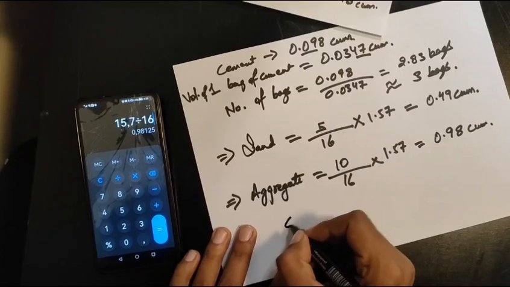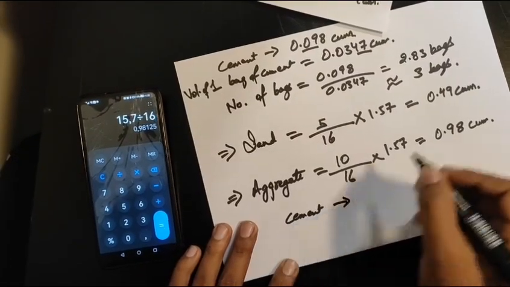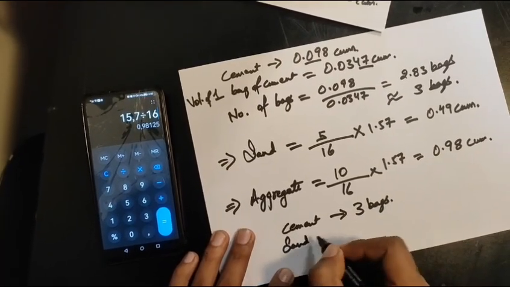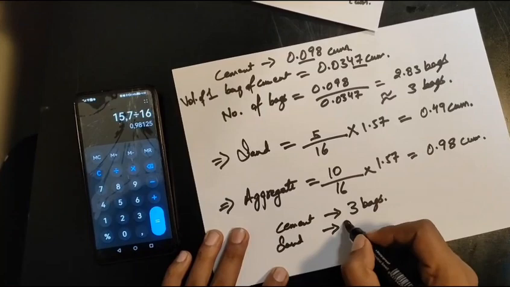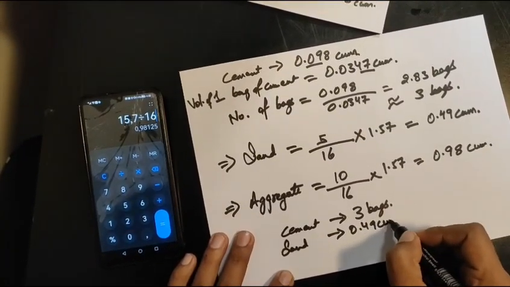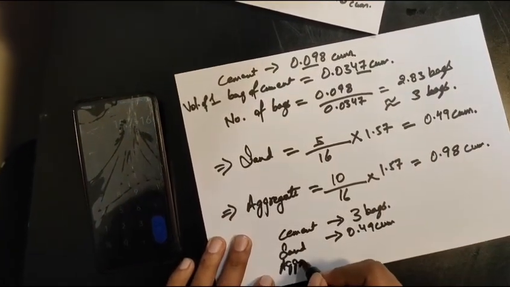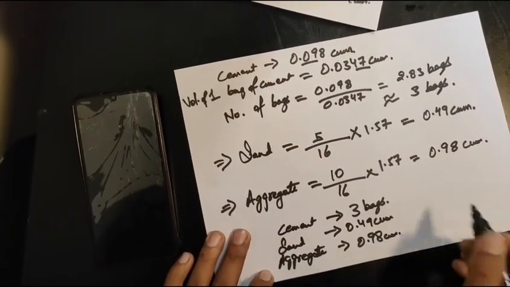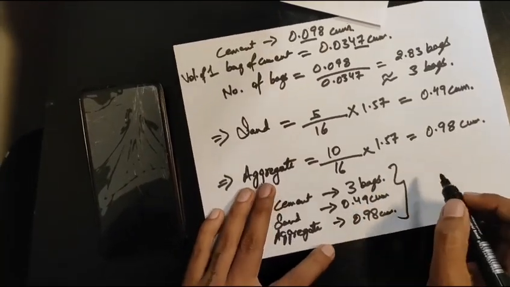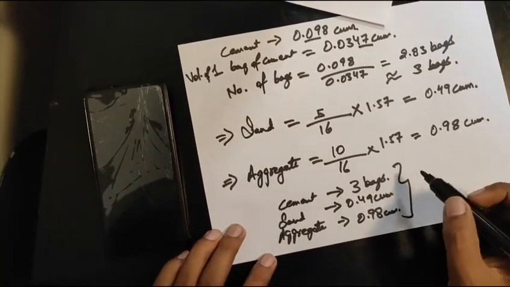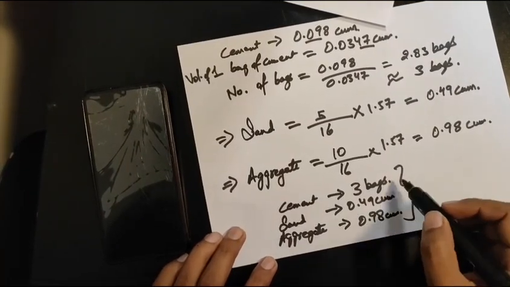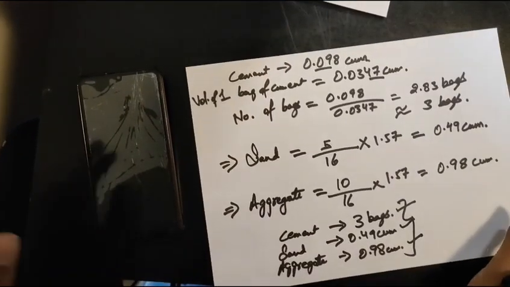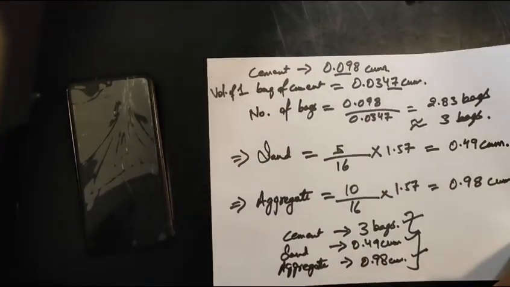So the quantity of cement is 3 bags, sand is 0.49 cubic meter, and aggregate is 0.98 cubic meter. So to make a mixture of concrete for 1 cubic meter of concrete, you need this much quantity of cement, sand and aggregate. Now let's do it for another grade, which is M7.5.